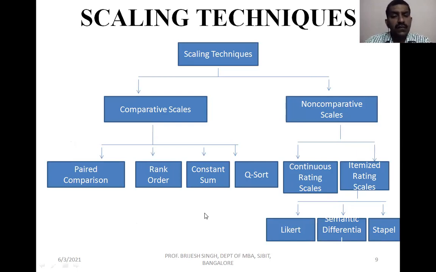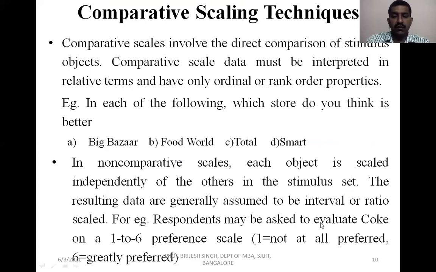Under comparative scale, we have paired comparison, rank order, constant sum, and Q-sort. Under the non-comparative scales, we have continuous rating scales and itemized rating scales. Under itemized rating scales, we have the Likert scale, semantic differential scale, and then we have the Stapel scale also. Moving forward, let us first discuss the comparative scaling techniques.